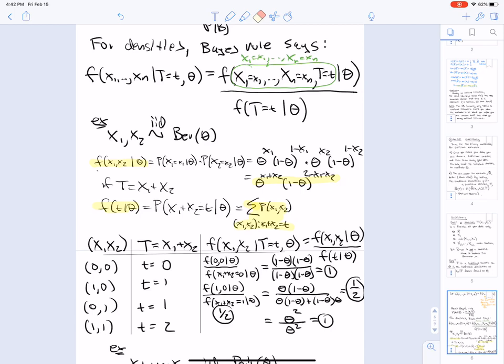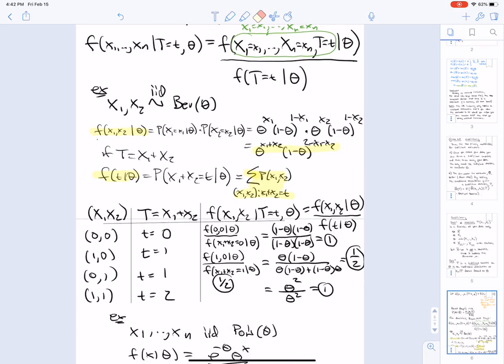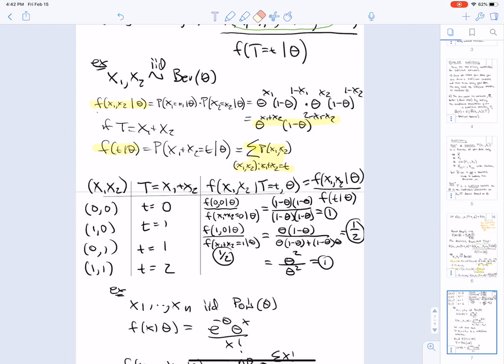So here's an example. f of x1, x2 given theta. Remember, the formula for this is as shown here, highlighted. Now, if t is x1 plus x2, then f of t given theta is the probability that x1 plus x2 equals t given theta, which is basically the sum of all joint probabilities of x1 and x2 such that x1 plus x2 is t. So here's a table. The outcome space for this joint has just 4 elements in it, because x is either 0 or 1. Then t, which is x1 plus x2, has 3 possible values, 0, 1, and 2. And then we've computed all of the conditional densities here, conditioned on t.